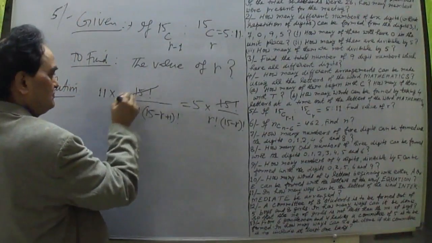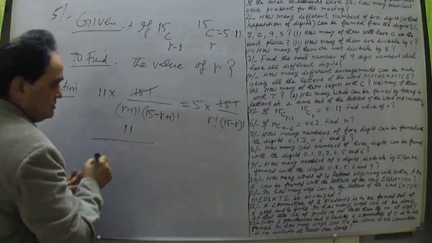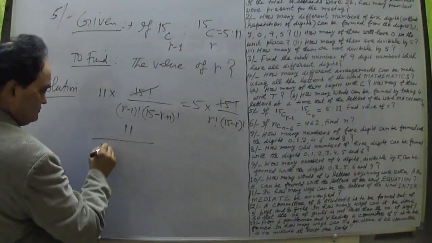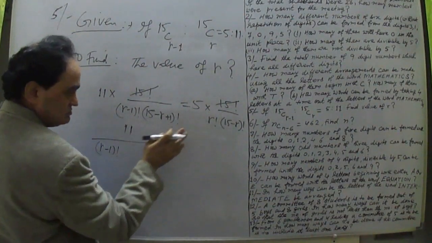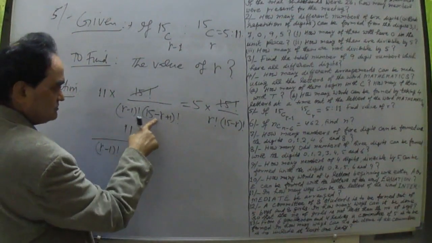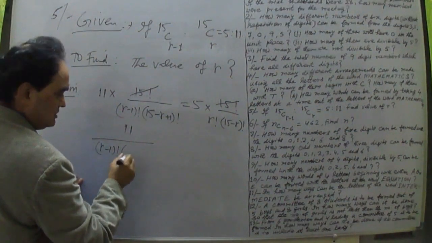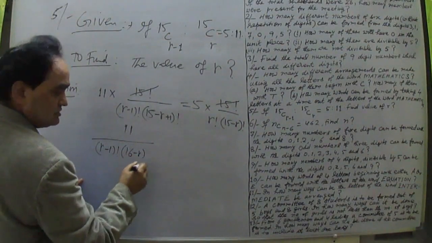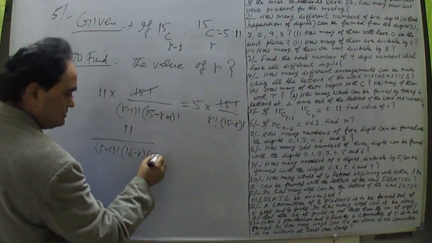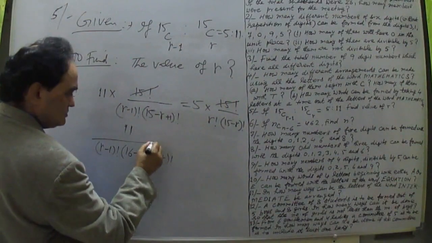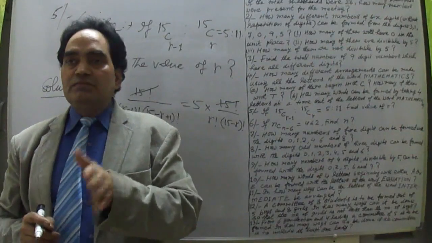Let me now solve it further. Factorial 15 and factorial 15 cancel out. It will be 11 upon, let me solve further. Factorial R is bigger than factorial R minus 1, so we will open it as R into factorial R minus 1. And this is 15 plus 1, 16 minus R factorial. It can be written as 16 minus R into one lesser, so 16 minus 1 is 15, so 15 minus R factorial. Try to understand this. 16 minus R factorial means 16 minus R into 15 minus R factorial.